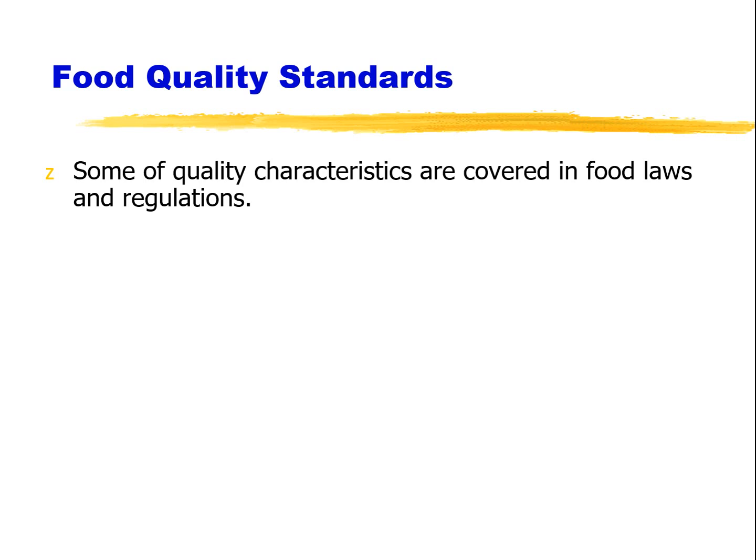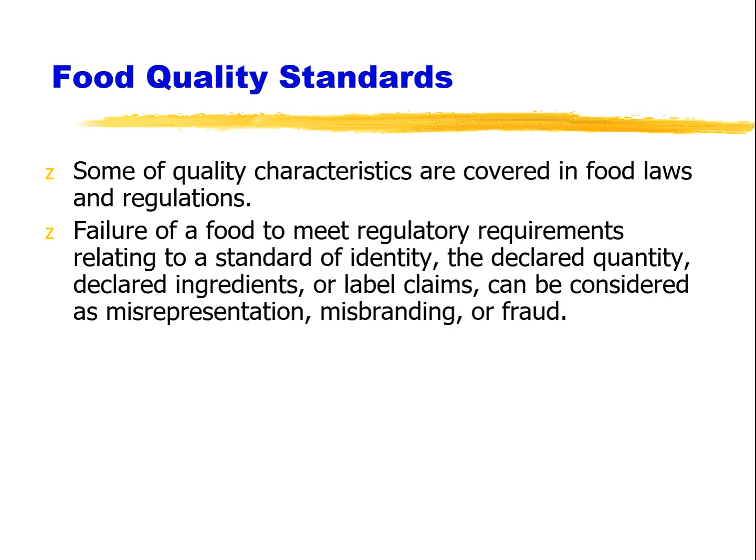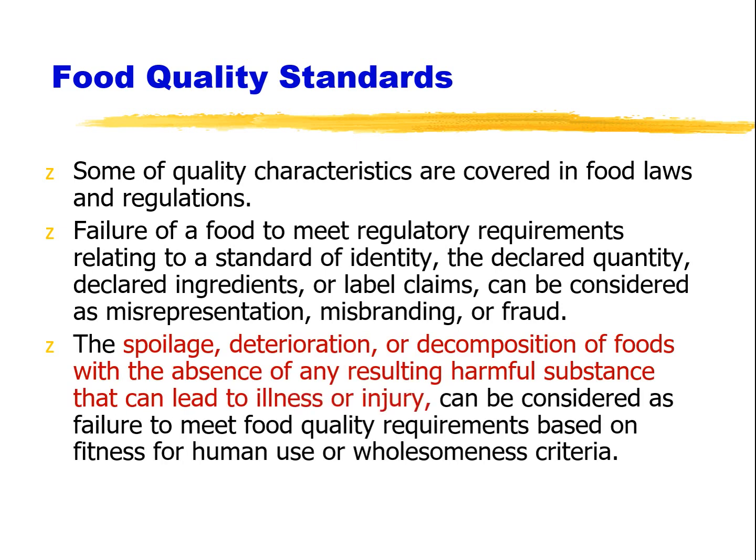Food quality standards. So what are those quality standards which we can implement and get a quality product? Some of these different characteristics are covered in food laws and regulations of every country or every area. And if those parameters or regulations are not met, then the product will not be considered a quality product. These are just like if the product is spoiled, deteriorated, or food decomposition happened, or any harmful substance has been found which can cause illness and injury to consumers, then those food items are not of standard quality.